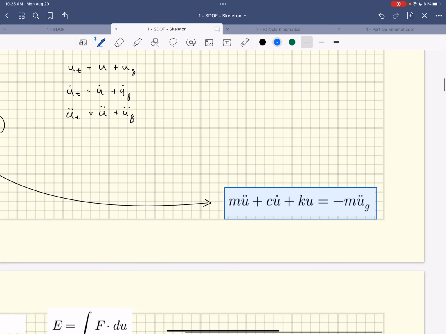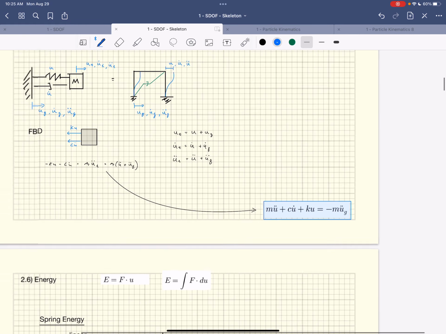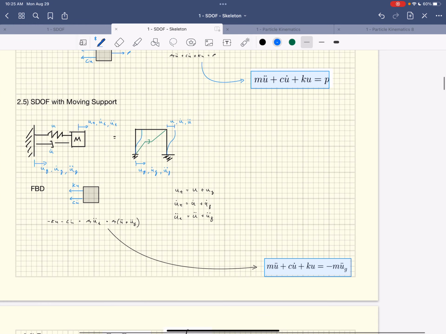So there's our equation of motion for when the ground shakes. The key takeaway there is that it acts the same as if there was a load applied to the top of it: M U double dot plus C U dot plus K U is equal to mass times the ground acceleration. So if you look up above, those are the same. This system right here is the same as that system up above.